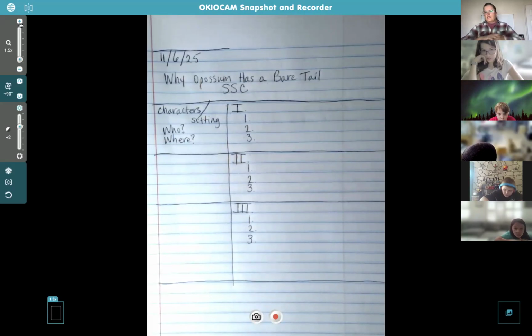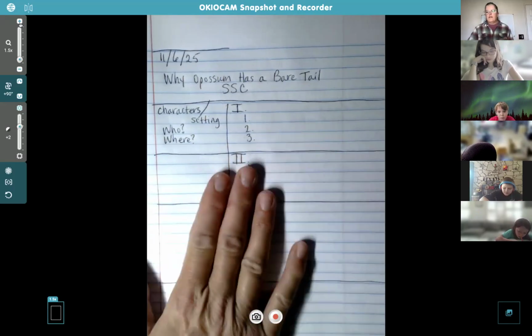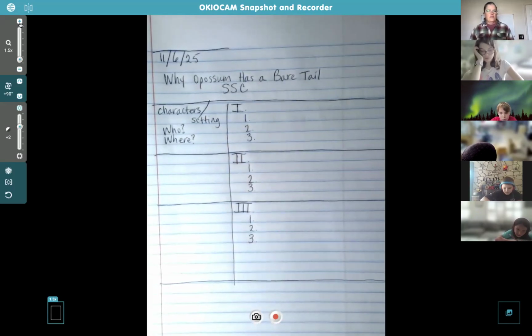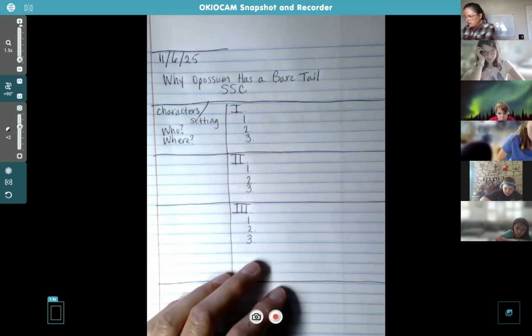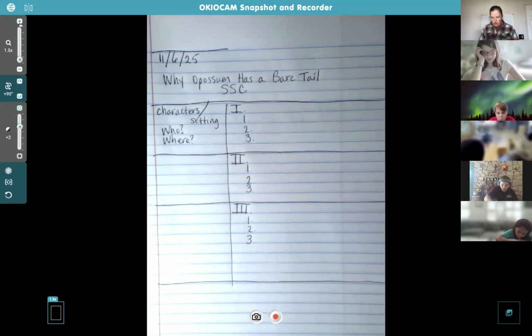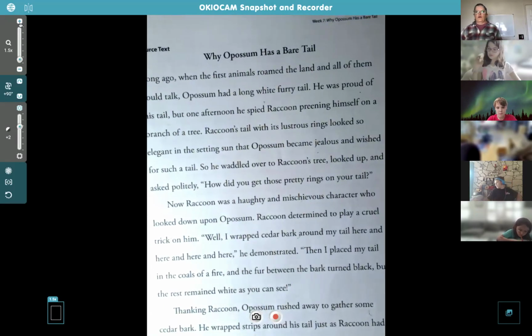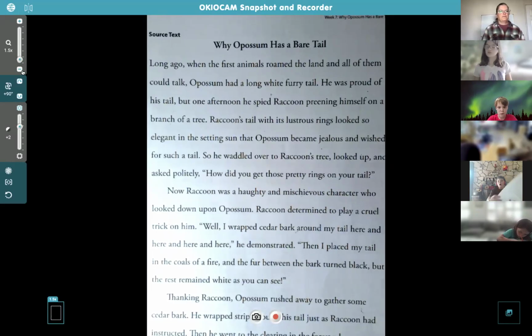So we're focusing just on the first paragraph. We're going to leave the rest blank here and do that next week because we're running out of time. We want to make sure to read the story next. So after you get characters and setting and who and where, let's look at the actual story, which is on page 55. Okay, so why opossum has a bare tail.